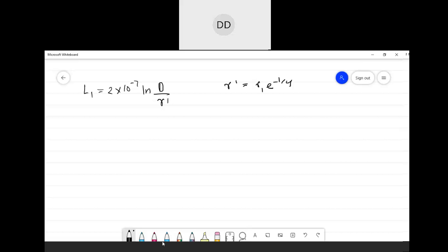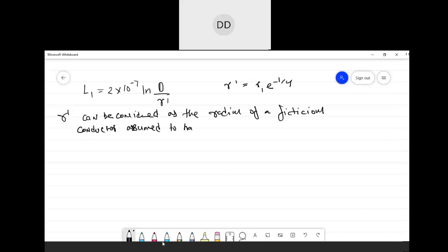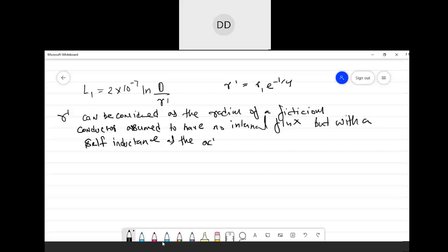So what is r dash? Basically, r dash can be considered as the radius of a fictitious conductor assumed to have no internal flux, but with the same self inductance as the actual conductor with radius r. So this is what it actually means.